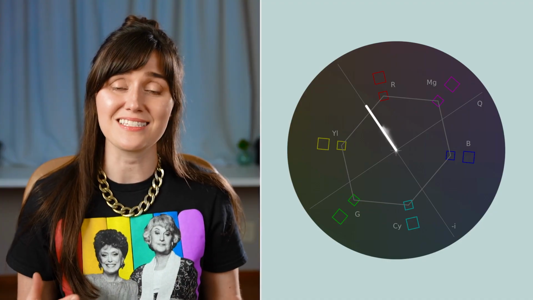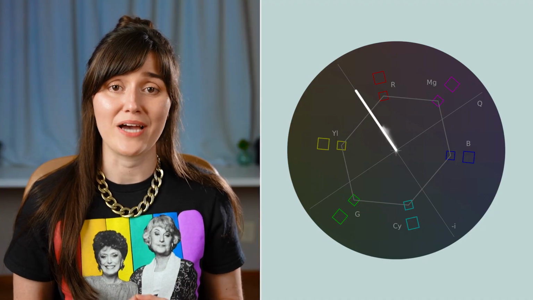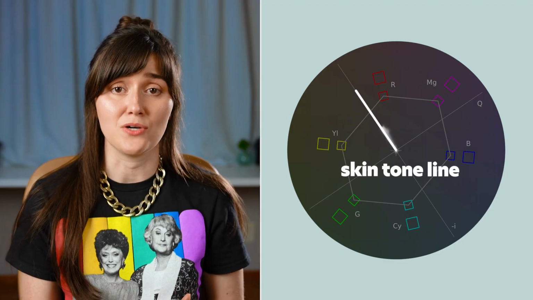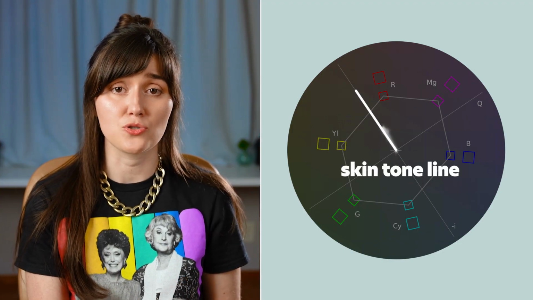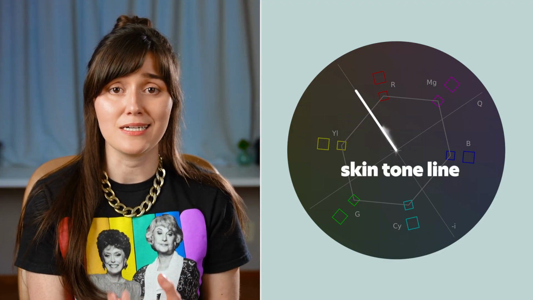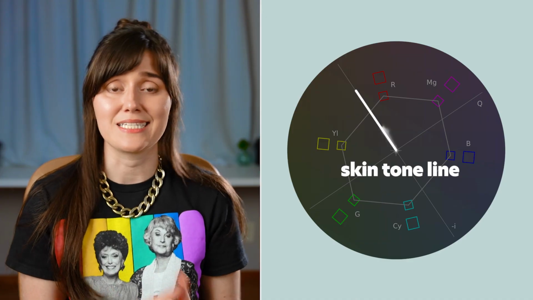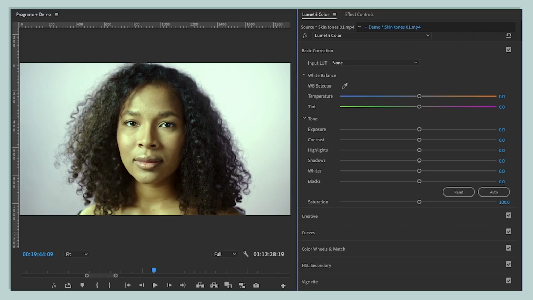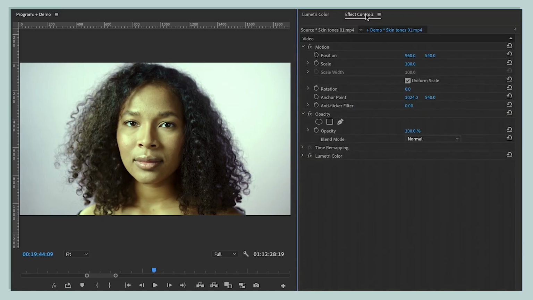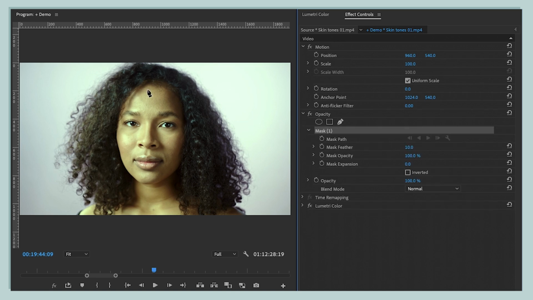And so that means that this line right here on the Vectorscope YUV is called the skin tone line. And we can use this line to make sure that the color of anybody's skin in our videos is looking nice and natural. So if I'm wondering whether this woman's face here has too much green in it, then I can go over to my Effect Controls panel, and under the opacity effect, I can click the pen icon to mask out just the skin on her face.